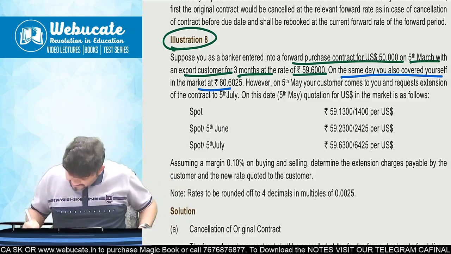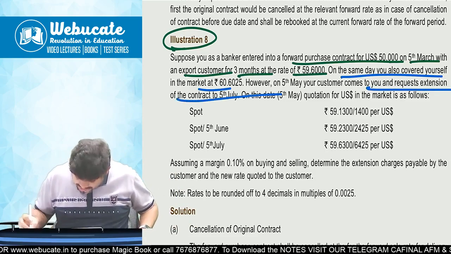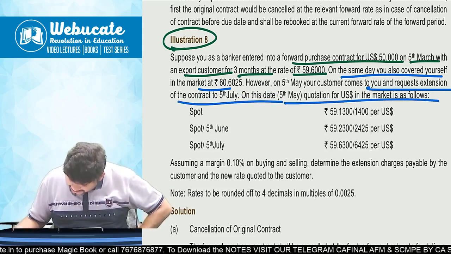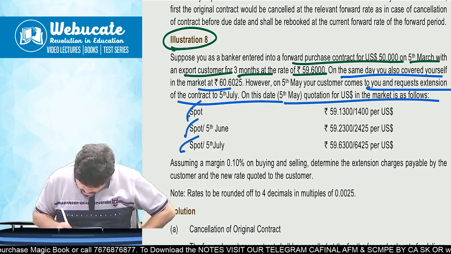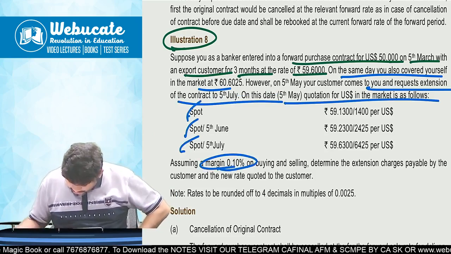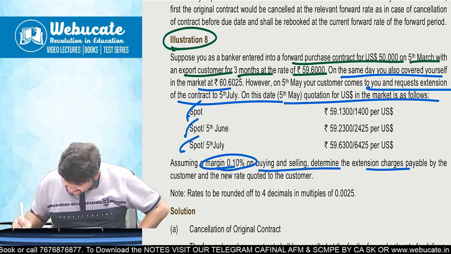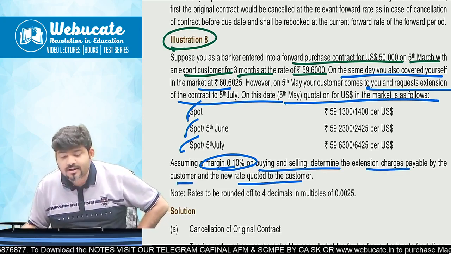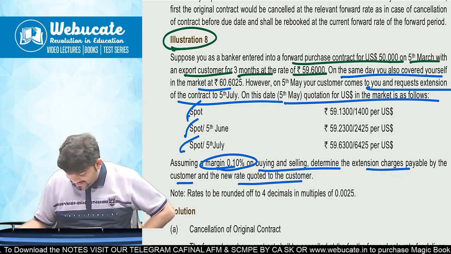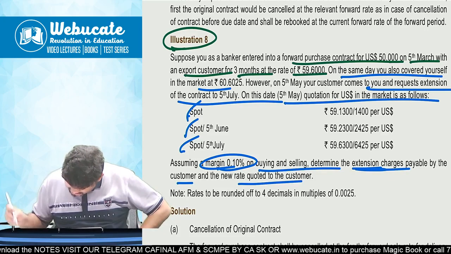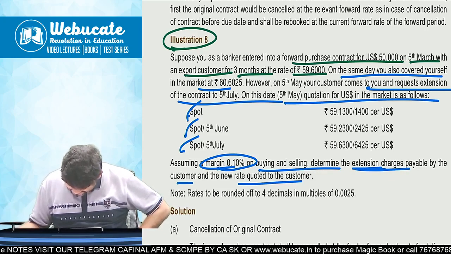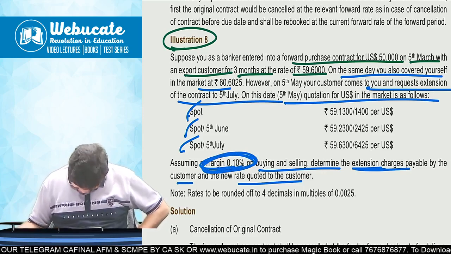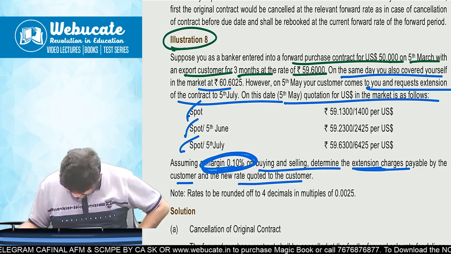On the same day, you also covered yourself in the market. See, we are not concerned. In case of extension and in case of cancellations, we are not concerned with what the banker is doing. We are just concerned with the customer. However, on 5th May, your customer comes to you and requests extension of the contract to 5th July. On this date, 5th May, quotation for US dollar is as follows. Assuming a margin of 0.1% on buying and selling, determine the extension charges payable by the customer and the new rate quoted to the customer.